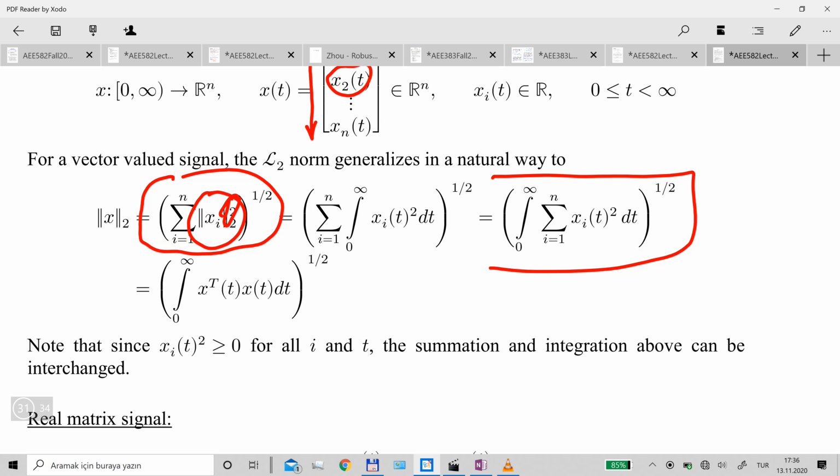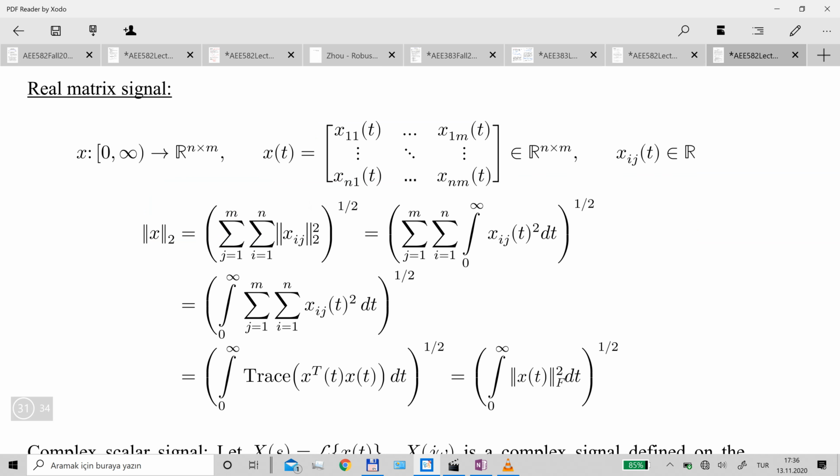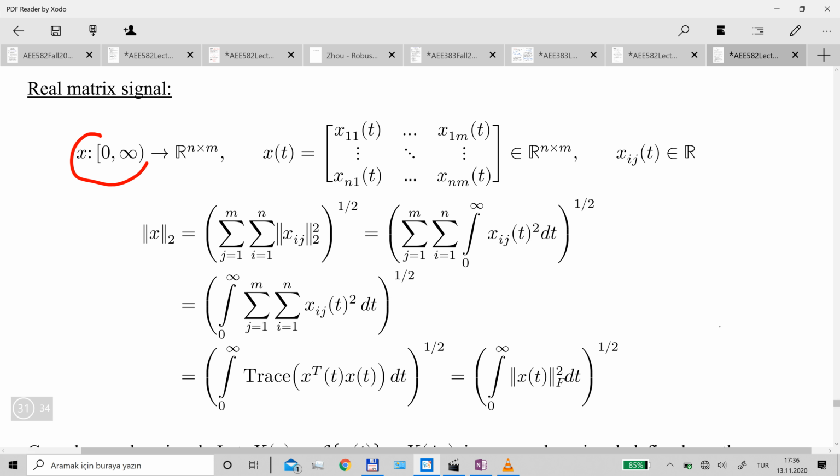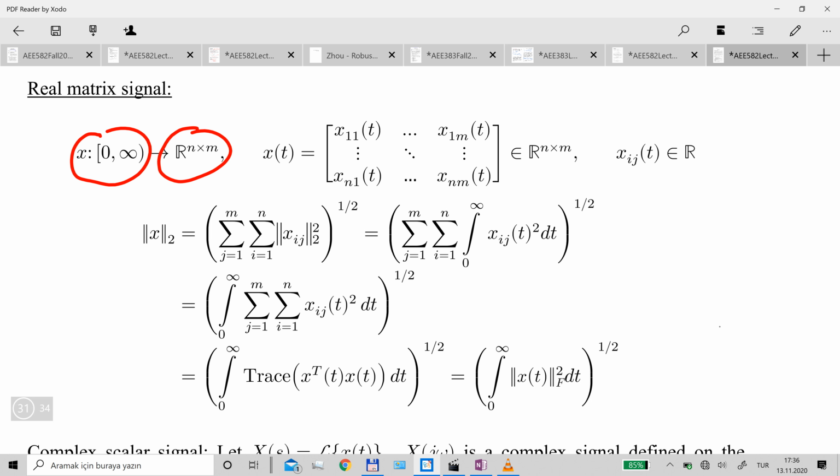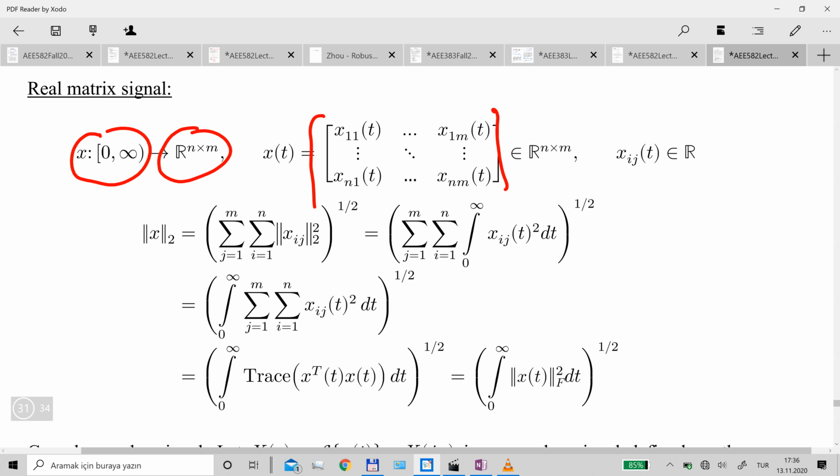Let's see how we handle them. A matrix signal is a function that maps time to a set of n by m dimensional real numbers. So at every time instant, a signal is a real matrix with a certain number of rows and columns, and every element in it is a scalar signal, in other words.